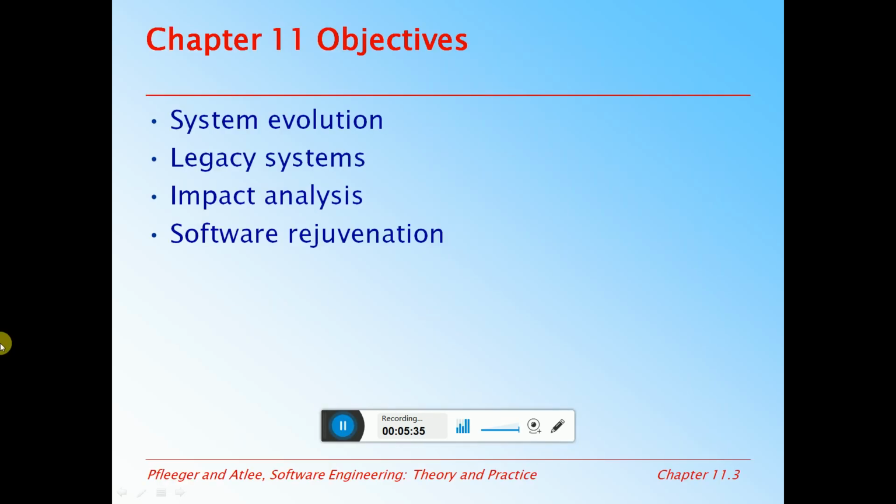Now in today's topic, we are going to discuss the main objectives of software maintenance: system evaluation, legacy systems, impact analysis, software reservation. The main objective is how the software is changing, and what parameters are involved in the evaluation of the system. These things we are going to learn in today's lecture.